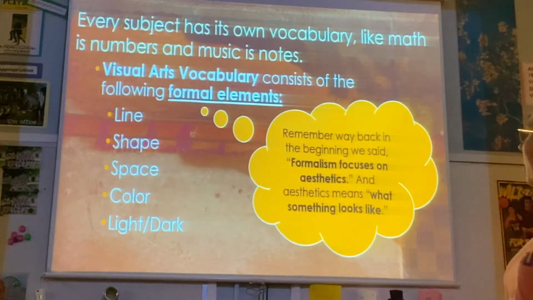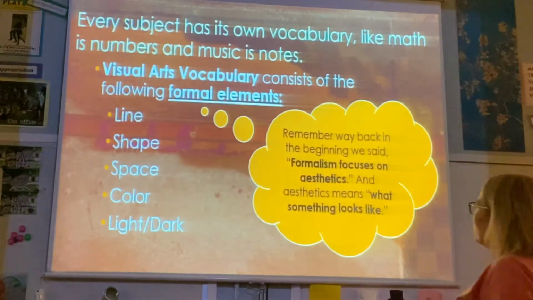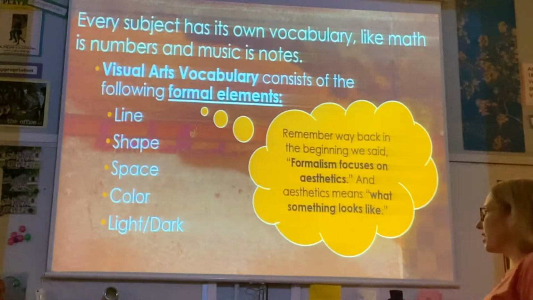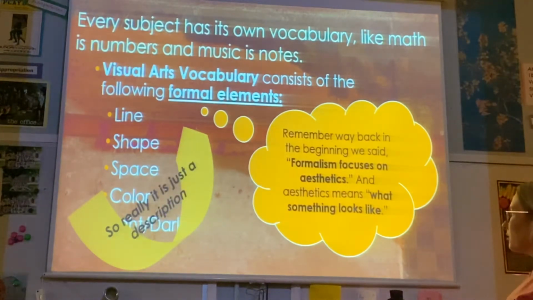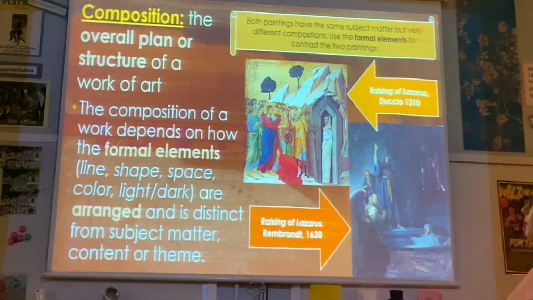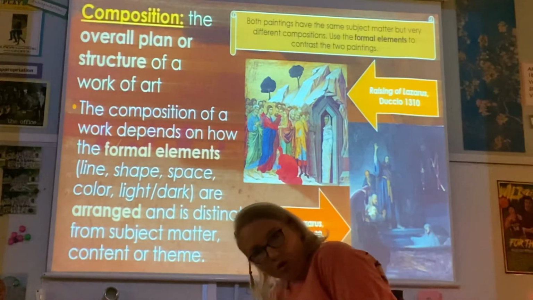So in visual arts, every subject has its own vocabulary. You have to know a few of the formal elements to be able to talk the lingo. So we're going to learn about shapes, lines, space, color, light, and dark, and all the elements and emotions that go with those. Alright, so it's really all just a description, right? Composition. Remember those C words from Unit 1? Well, they're all going to come back to haunt you.